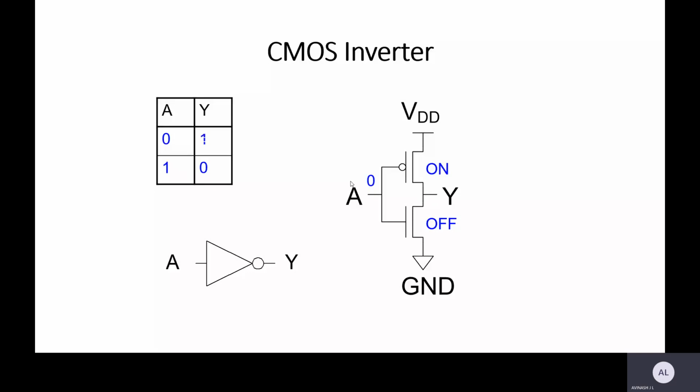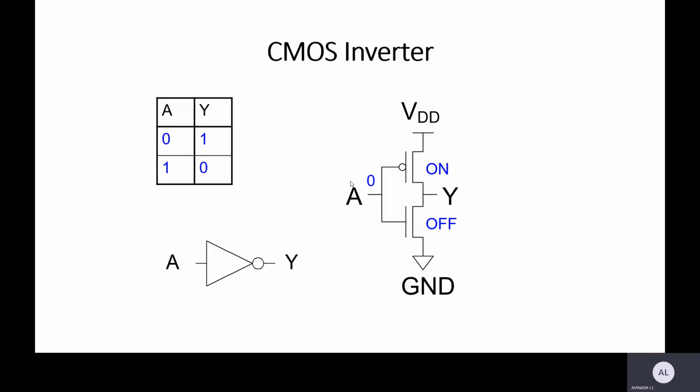So I can clearly tell that when we give 0, the output will be 1, and when I give 1, the output will be 0. Definitely it is acting as an inverter, and this particular inverter operation we have made by using the CMOS circuit. That is why it is called a CMOS inverter.